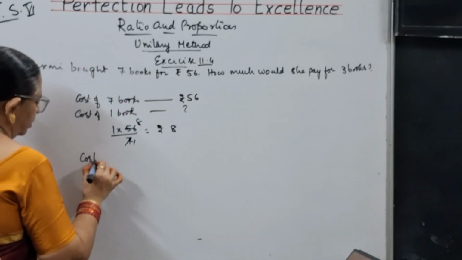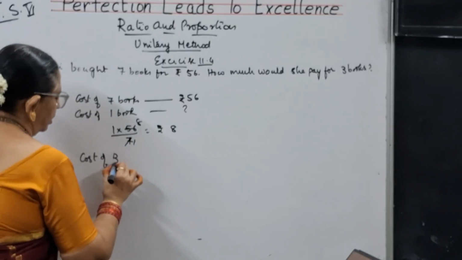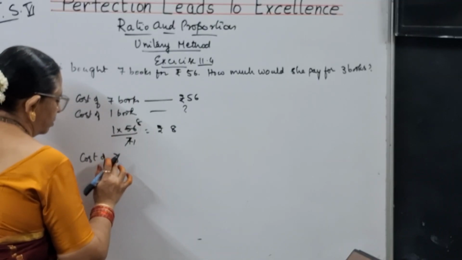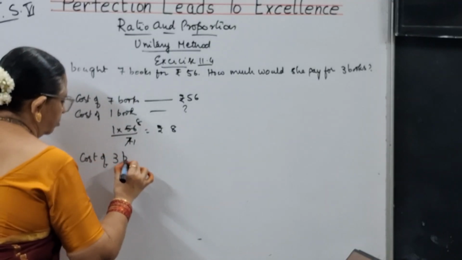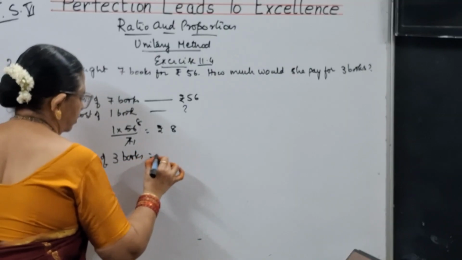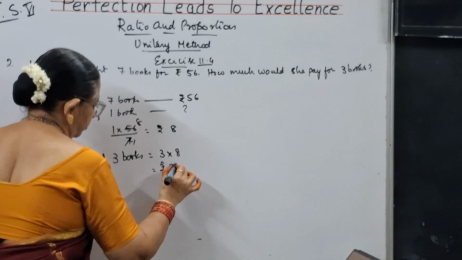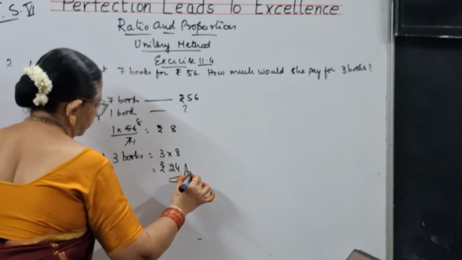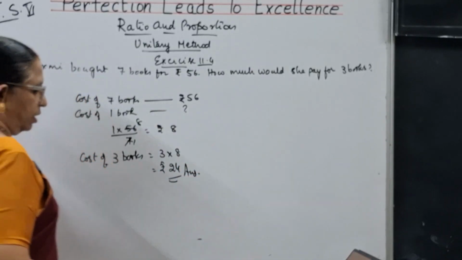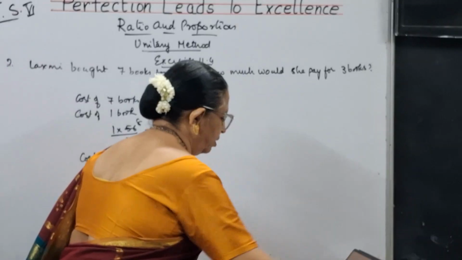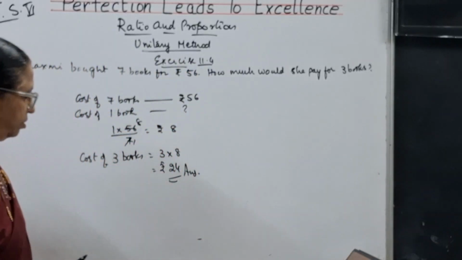So what is the cost of 3 books? Cost of 3 books is equal to 3 into 8, that is rupees 24. 24 rupees is the cost of 3 books, children. Please note it down.